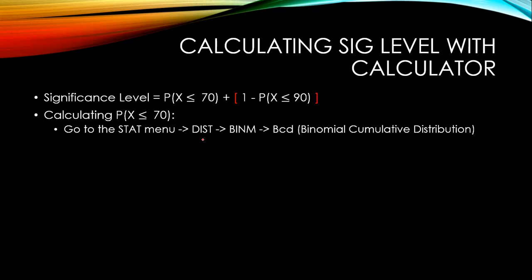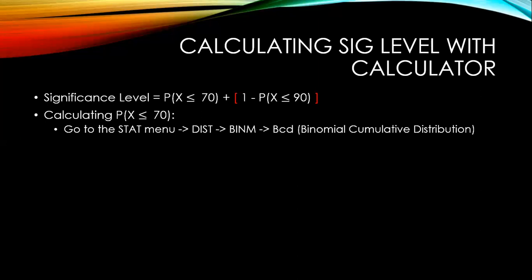You want to press the distribution button. On my calculator, the FX 9750, you press F5 to go to distribution. Then you want to press the binomial option, which again on my calculator is F5. And then you want to go to BCD, binomial cumulative distribution. Why do you want to press that instead of BPD, binomial PD? Why do you want to press binomial CD?